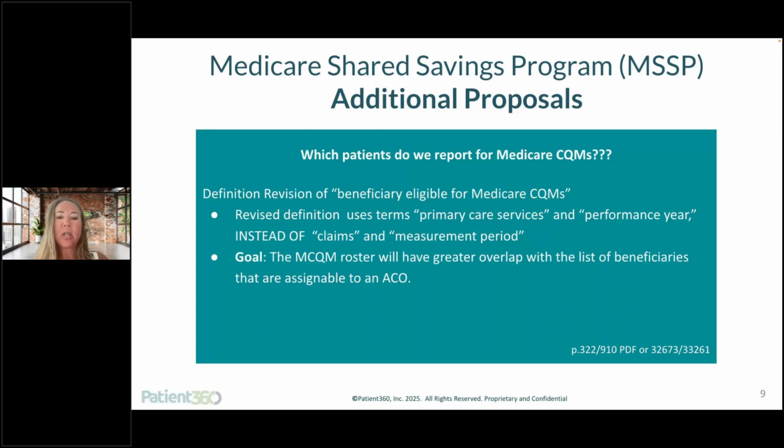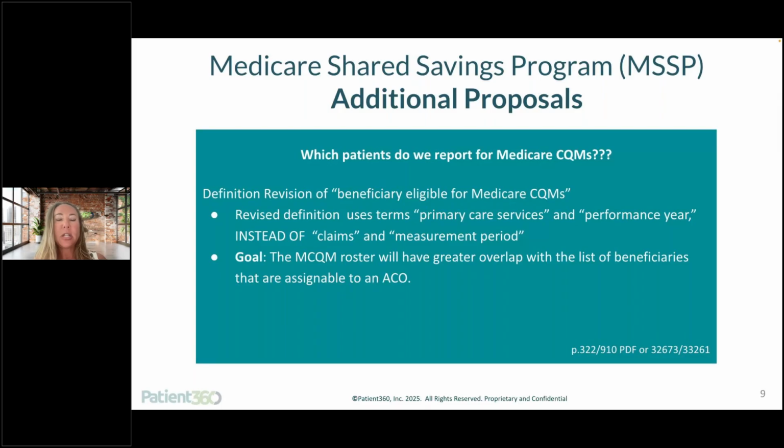So what's the MCQM roster going to look like if this is finalized? It will probably have an additional variable on the quarterly list to flag each beneficiary who had a primary care service visit. The new definition, word for word, is proposed as at least one primary care service with a date of service during the applicable performance year from an ACO professional who is a primary care physician or who has one of the specialty designations included, or who is a physician assistant, nurse practitioner, or clinical nurse specialist.